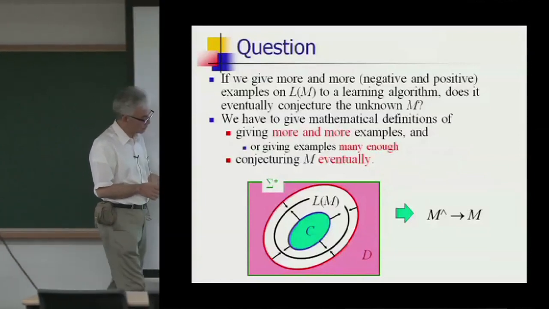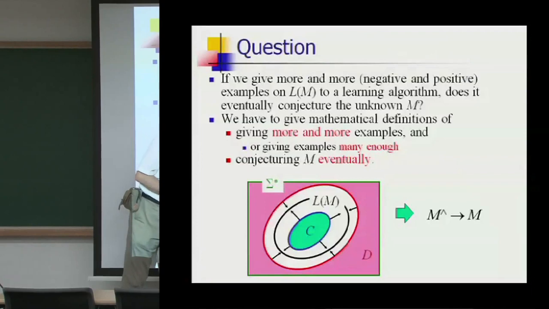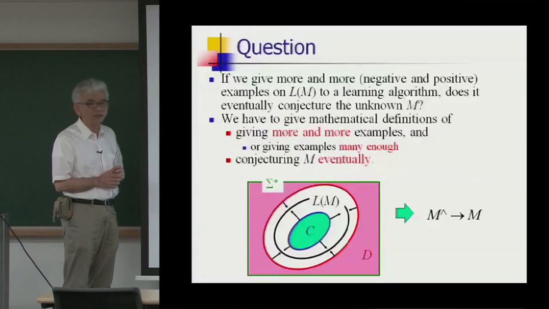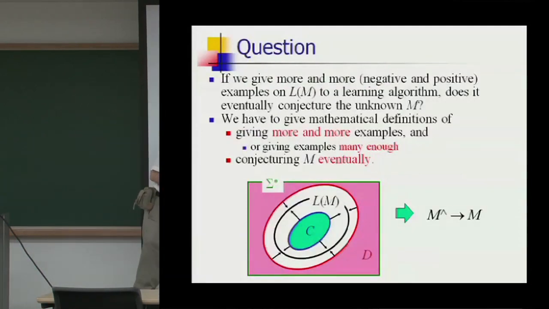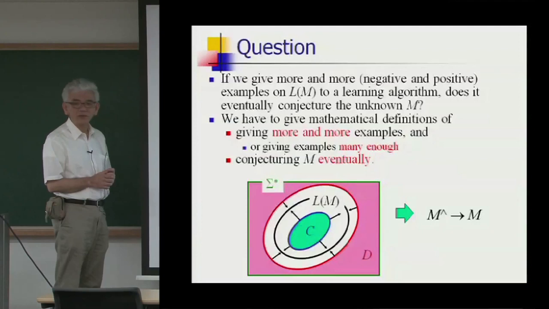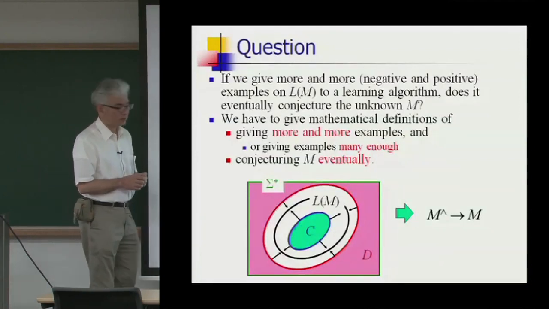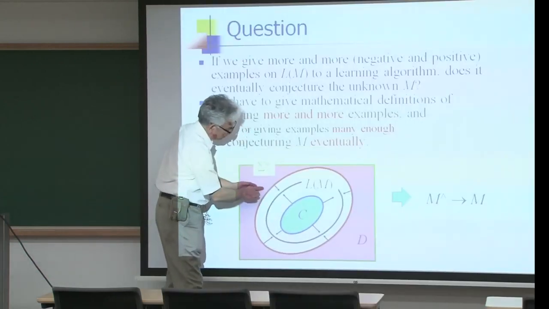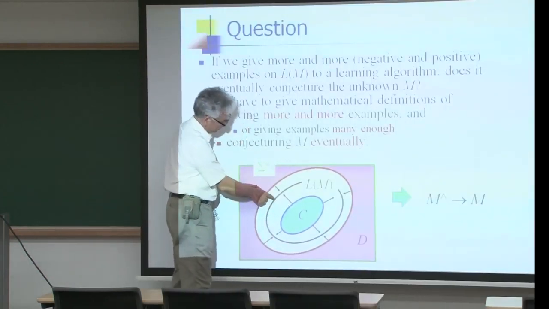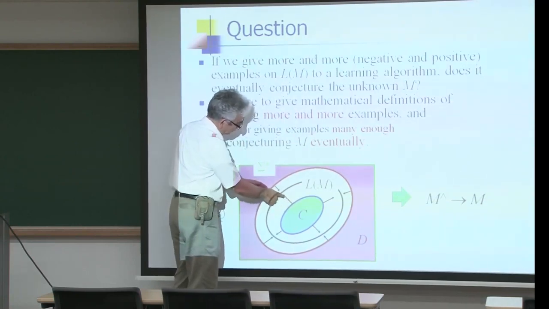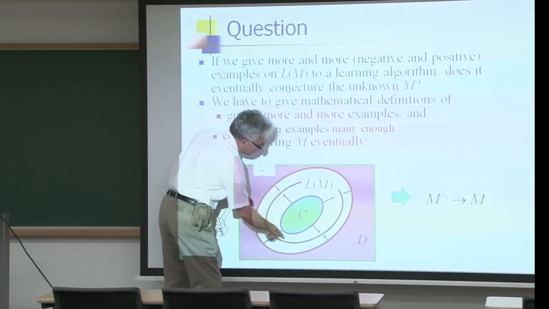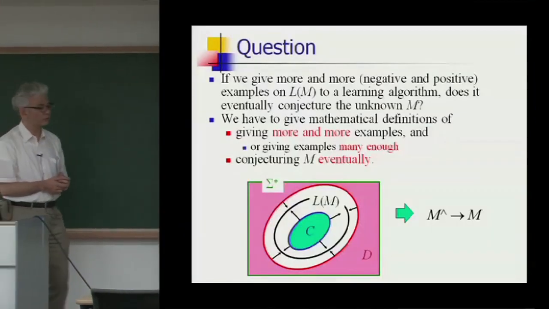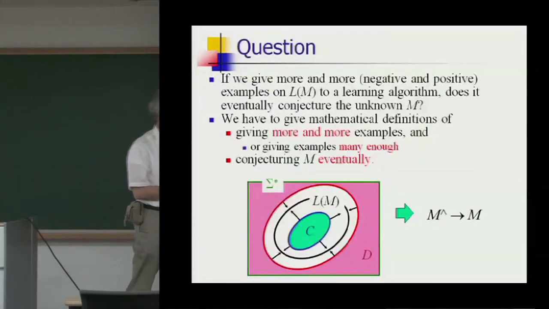More intuitively here, this red part is assumed to be negative examples, and this green part should be positive examples. And providing more and more examples means that this green part and this red part are coming to the boundary of L of M. In such a situation, does the learning algorithm conjecture M correctly or not?